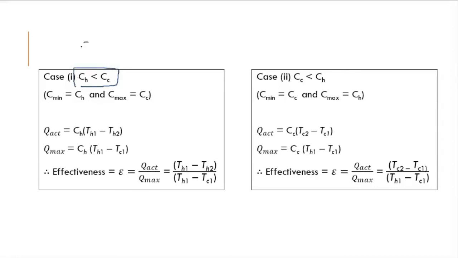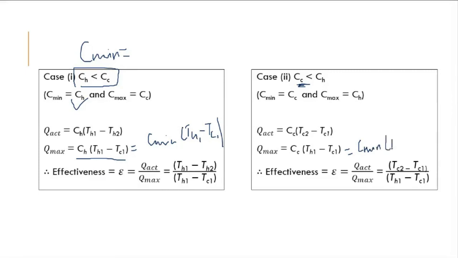Now, if you will see this one, here what is C min value? C min is equal to CH or CC? CH. C min is equal to CH. The maximum heat transfer is given by CH times TH1 minus TC1. So could we write it as C min multiplied by TH1 minus TC1? We can write like this. Yes, sir. In this case, what is C min value? Here CC is the C min value, CC is the lower quantity. So in this case also we can write that this rate of heat transfer is C min times TH1 minus TC1. Is this part clear to everyone?